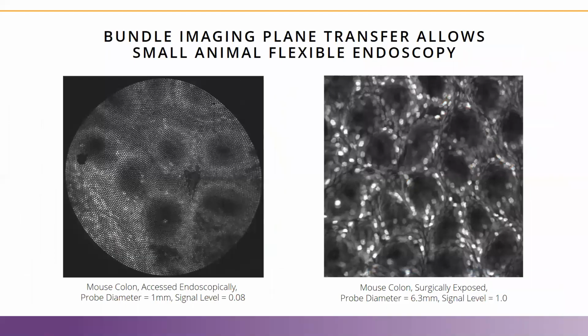So here is the comparison of these two technologies. The left image was captured from mouse colon, and you can see how pixelated the image is. And here the mouse colon was surgically exposed and then the imaging was performed. And here you can see even the cellular structures.